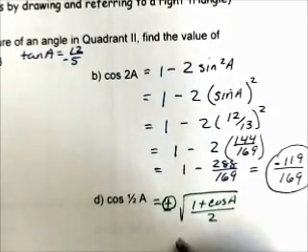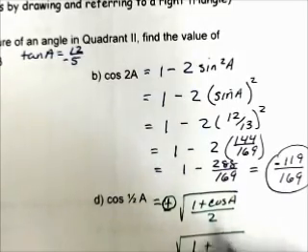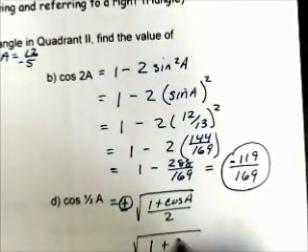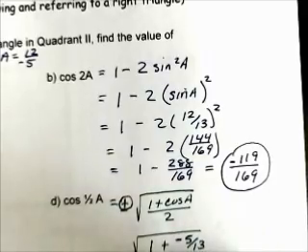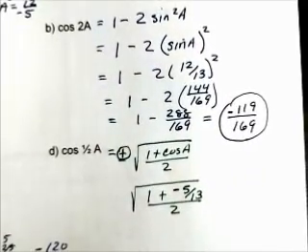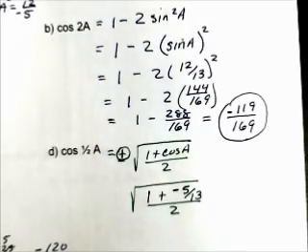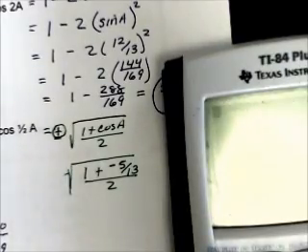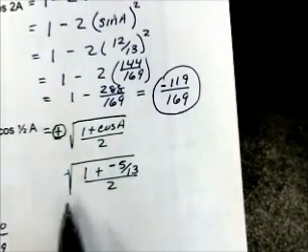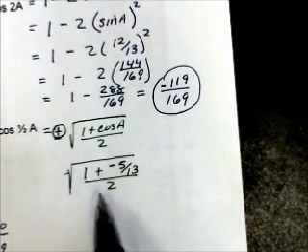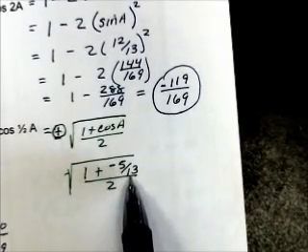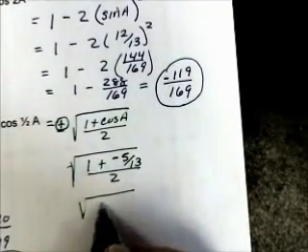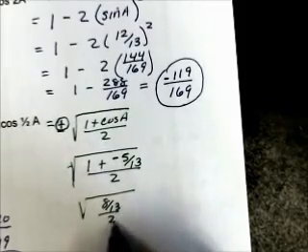So our answer here is going to be positive the square root of 1 plus, what was the cosine of A? We already figured it out. It's negative 5/13. So it's the square root of 1 plus negative 5/13, divided by 2. I'll allow you to go to the calculator, but these numbers are fairly small, and you know me, I prefer to work them out by hand. 13/13 plus negative 5/13 is going to be 8/13ths. So this would be 8/13 divided by 2.